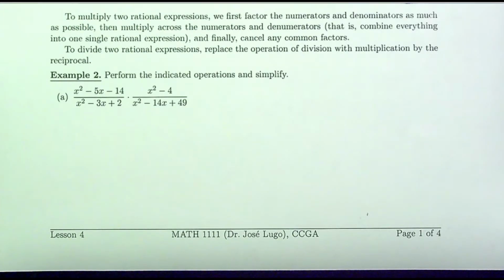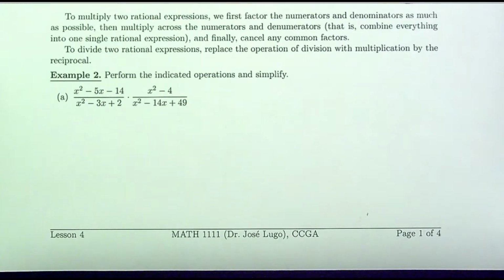Multiplying or dividing rational expressions turns out to be also pretty simple. If you understood how to simplify rational expressions, which really is just factor the top and bottom and cancel any common factors, then actually multiplying and dividing rational expressions is pretty much the same thing.